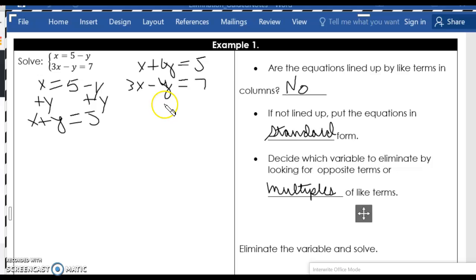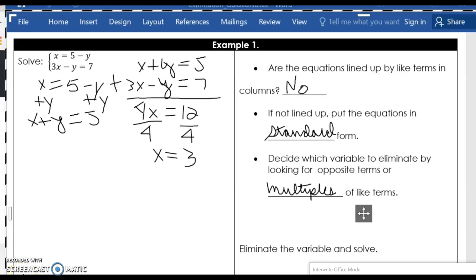You should notice that we have a single y, one y, but in the first equation it's positive, and in the second equation it's negative. So if we added these two equations together, the y's would cancel each other out. So what I did here was I added x and 3x to get 4x. I added 1y minus y to get 0, and 5 and 7 to get 12. From here, we can solve by dividing both sides by 4. And dividing 12 by 4, we find that x equals 3.